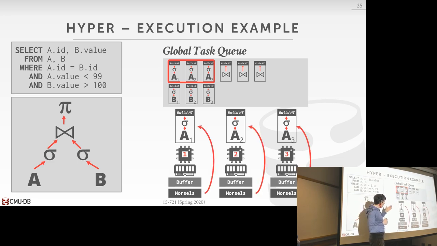So again, as each thread runs, a worker runs the task, it's pulling data out of its local memory, which is going to be fast. And then as it executes the operators and produces some output result, it writes it to its local buffer.